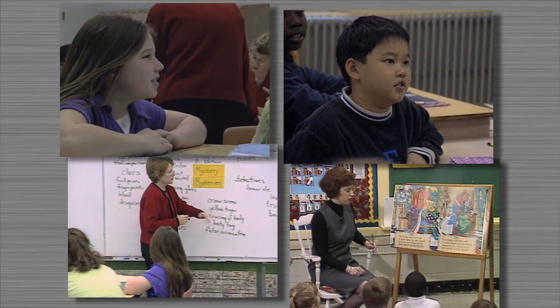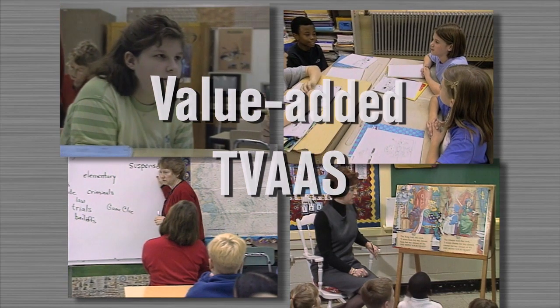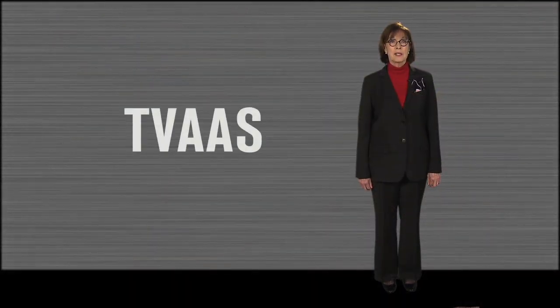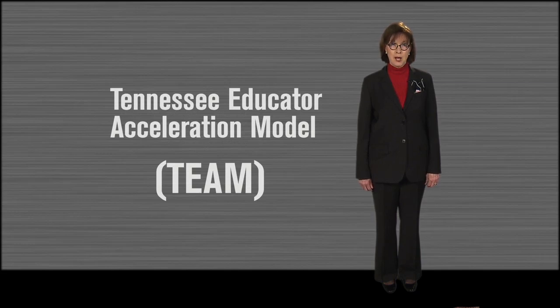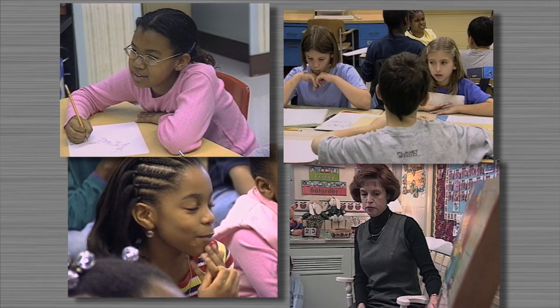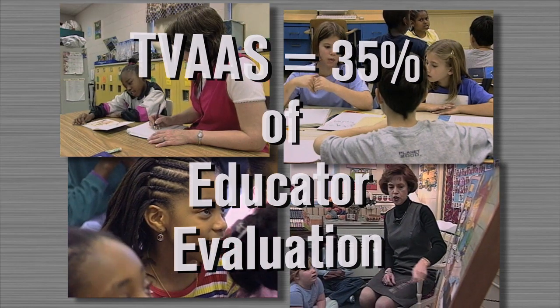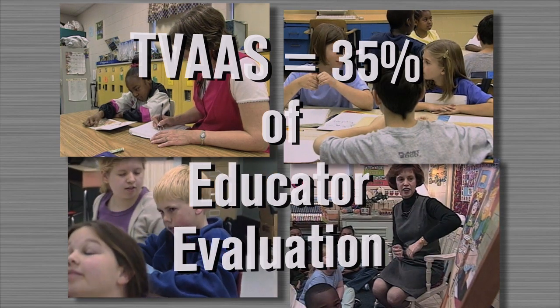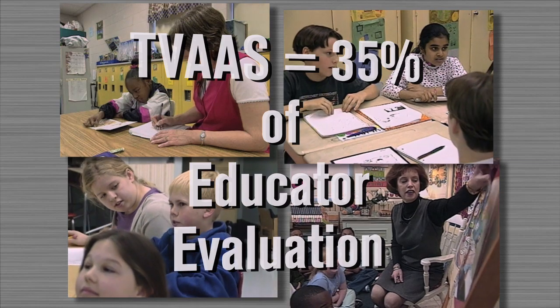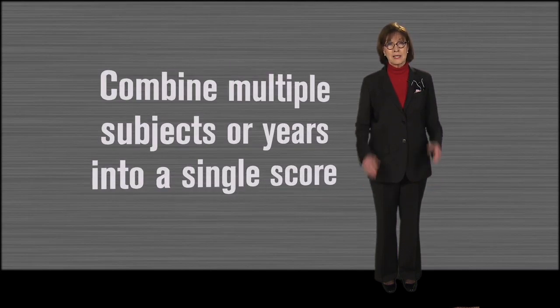In the first segment of this session, you learned more about value added generally and about TVAAS, the model used in Tennessee specifically. This segment will address TVAAS specifically as it applies to the Tennessee Educator Acceleration Model, TEAM. This year, for the first time, TVAAS will be used as 35% of each educator's evaluation. This is a different use of TVAAS, and the calculations for the composite scores use information that was provided in the past, like mean NCE gain or effect scores and standard error, and combine multiple subjects or years into a single score.